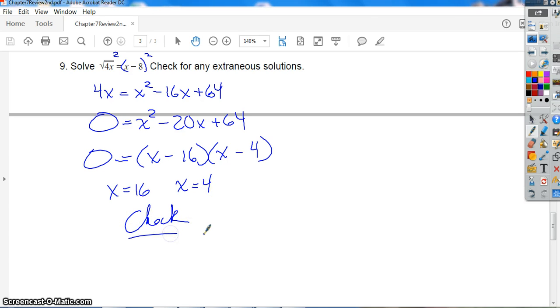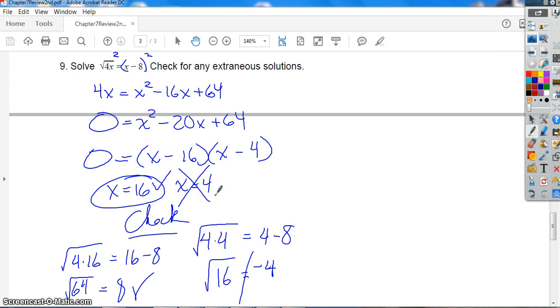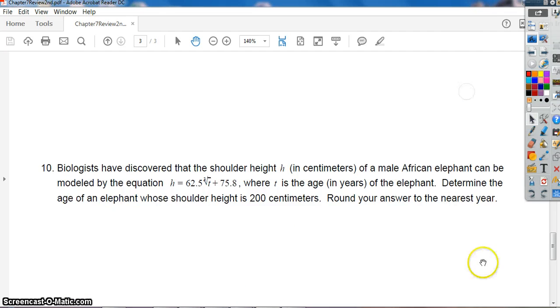So if we put 16 in, 4 times 16 is 64, which we know is positive 8. 16 minus 8 is 8. This is a good guy. Okay, let's go ahead and put 4 in. 4 times 4, and this is 4 minus 8. That looks like a no-go. If you're going to have square root of 16 equals negative 4, definitely not true, so 4 is extraneous. So only one of them worked in number 9.